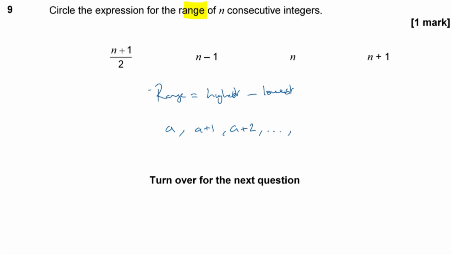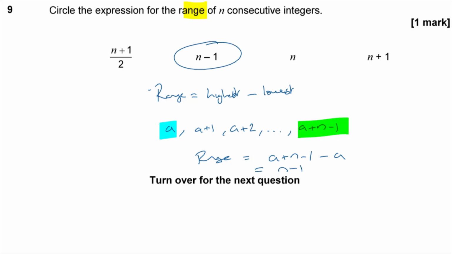Now what's my last number going to be? Now it's not going to be a plus n, because that means I would have n plus 1 numbers. So it's got to be a plus n minus 1, giving me n numbers altogether. Okay, so then if I take my highest number, a plus n minus 1, and take away my lowest number, a, then my range is going to be a plus n minus 1 take away a, which is n minus 1. So it's that one there.